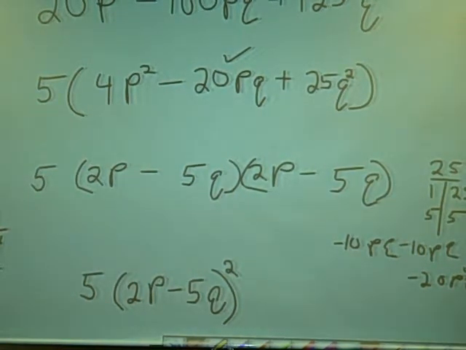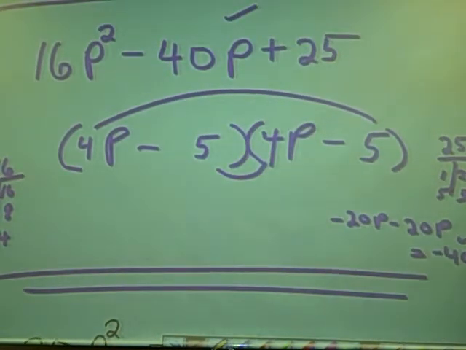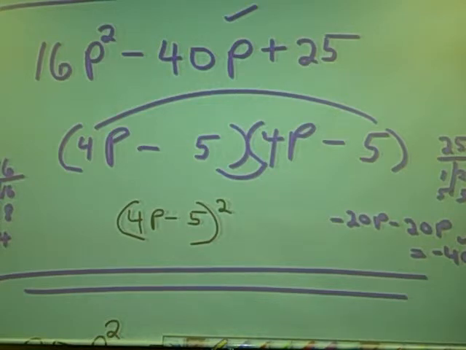Could you have done that on the last one too? On the last one, yes you could. You could make this (4p minus 5) squared. You could do that too. Now we're going to get into what we call the difference of two squares, where we have a plus and a minus. Everything else except for a plus and a minus, you cannot do it for those. But these you can.